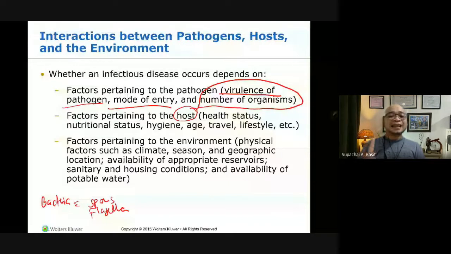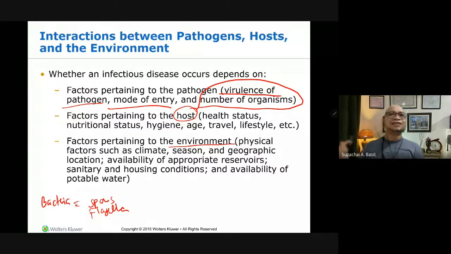And the last one pertains to the environment, the physical factors such as the climate, because there are some infectious diseases that usually occur during winter. There are some infectious diseases that usually occur during the rainy season, for example, dengue hemorrhagic fever. Also the season, geographic location, availability of appropriate reservoirs, sanitation and housing condition, and the availability of potable water. So these are all factors pertaining to the environment.